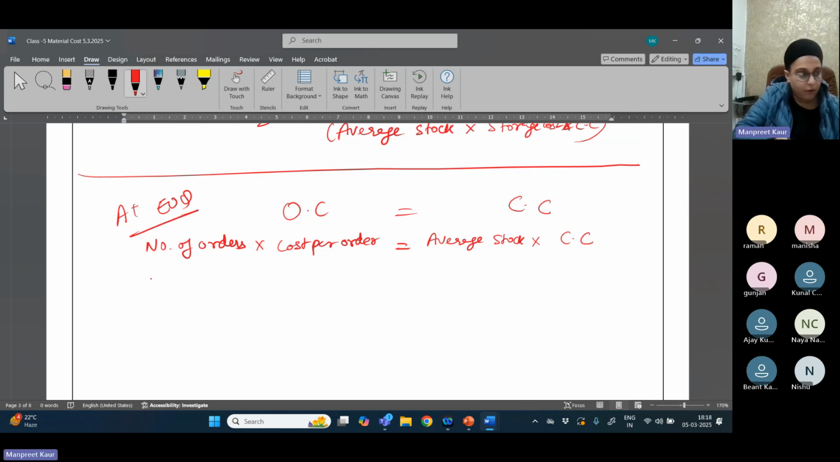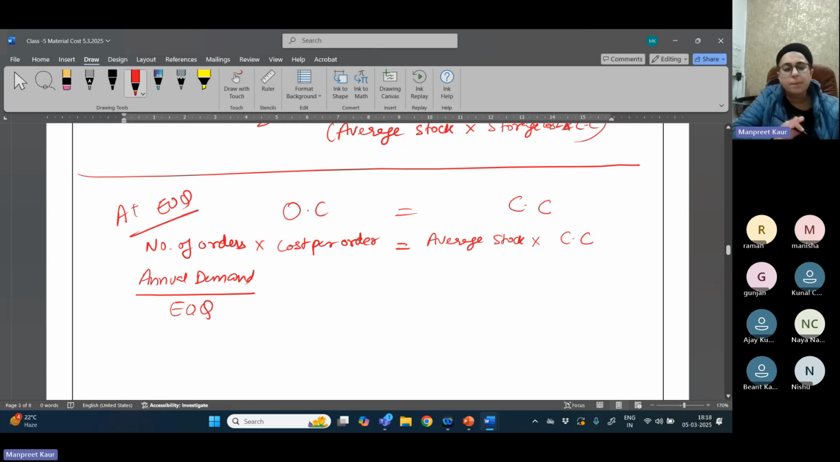Number of orders. The formula is annual demand divided by EOQ is the number of orders. It is a simple thing. Nothing needs to be memorized. Normally, suppose the demand is 3000 and our EOQ is 300. So 3000 divided by 300, we will get 10 as the number of orders. 10 times we bring 300 quantity, total annual demand 3000, 10 orders which will fulfill it. This is a simple formula.